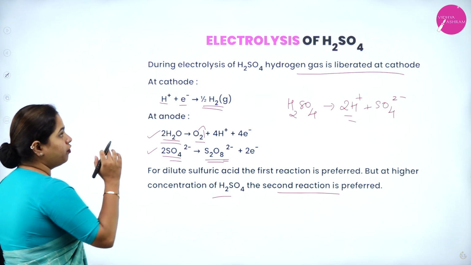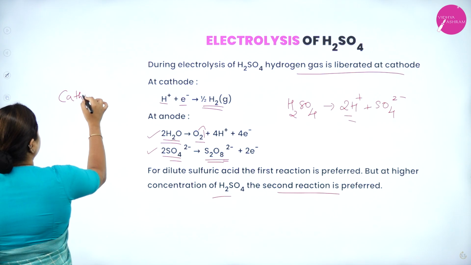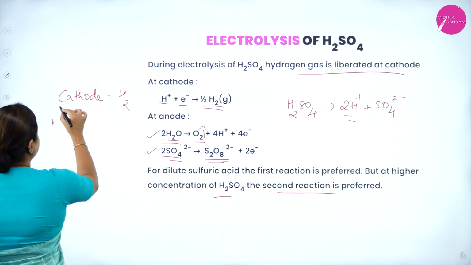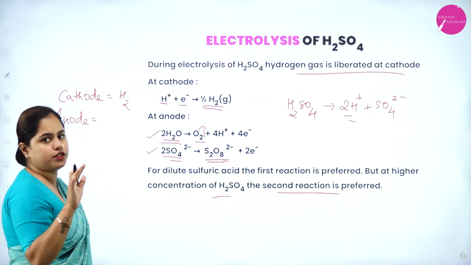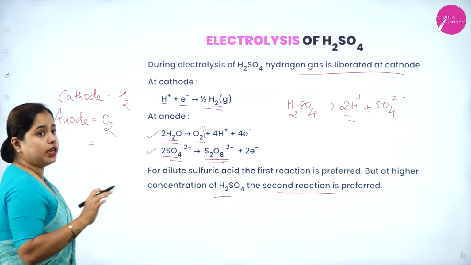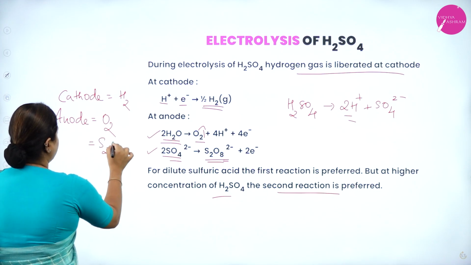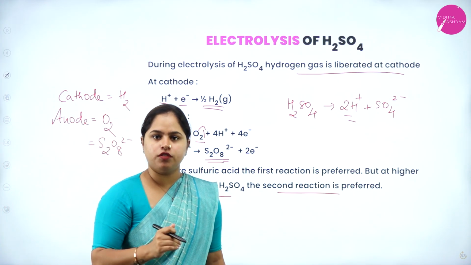In the case of electrolysis of sulfuric acid, always the product which will be formed at the cathode will be hydrogen. No doubt in that. At the anode, what can happen? If it is a dilute solution of sulfuric acid we are taking, oxygen gas will be liberated. And if we are taking a concentrated sulfuric acid solution, what is going to happen? Thiosulfate ion will be formed. So this is what you have to remember, the products of electrolysis.